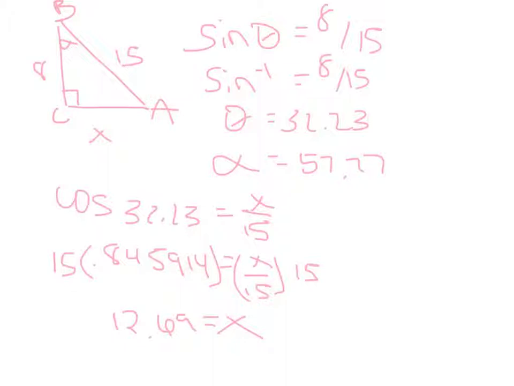And then I would do cosine of 32.13 equals x over 15, and the cosine of 32.13 is 0.845914, and I would set that equal to x over 15, and multiply both sides by 15 to get that x equals 12.69.